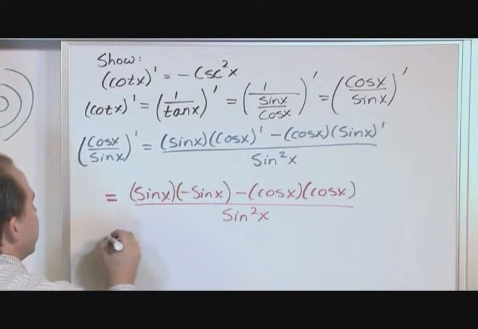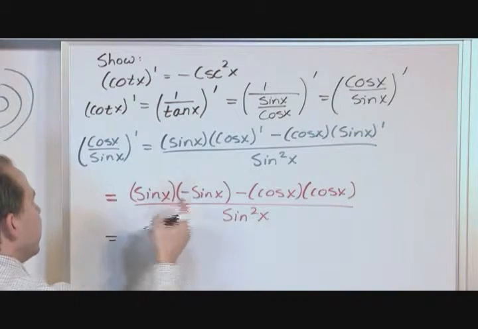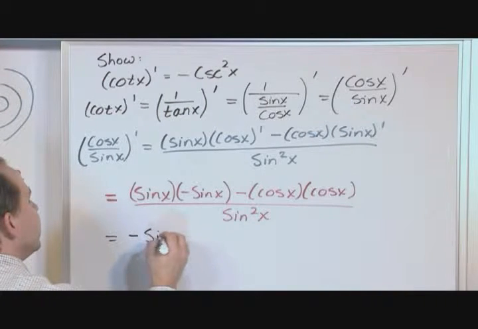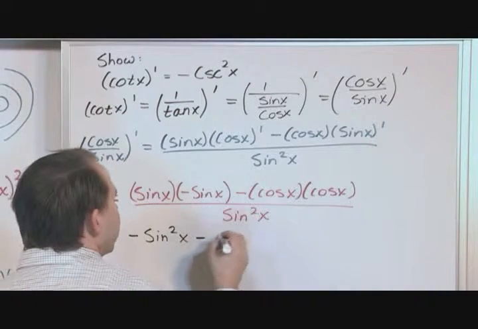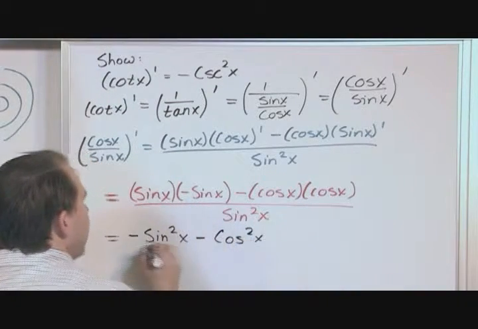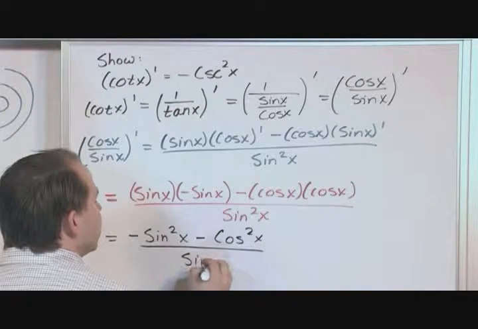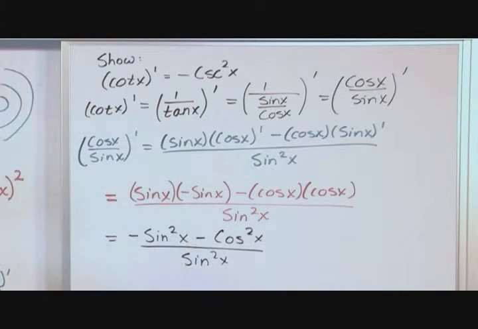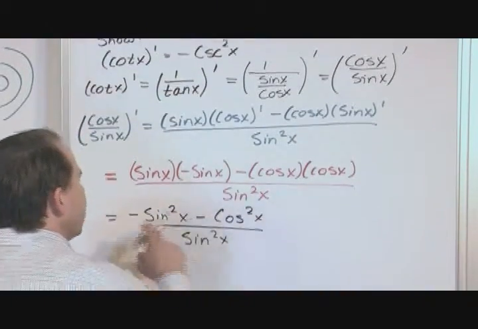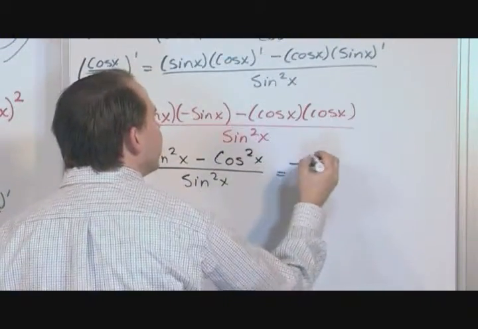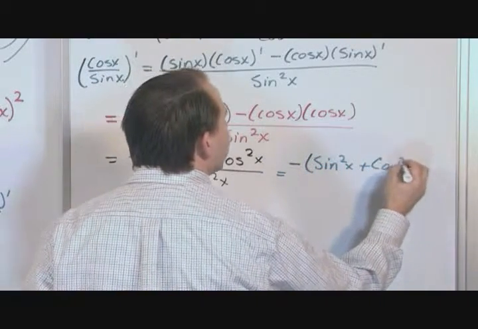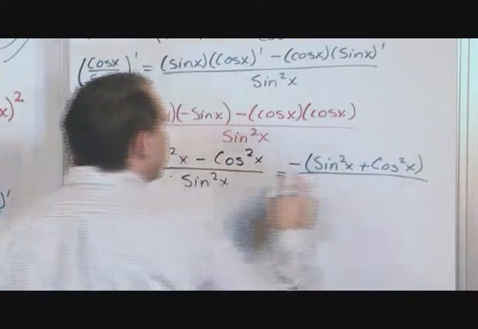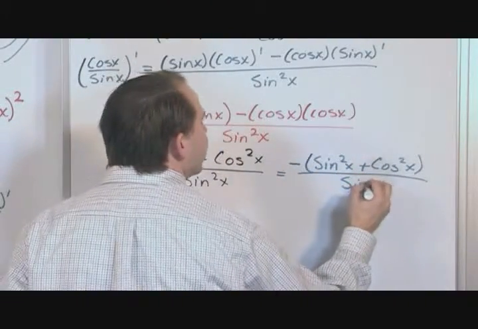So on the top, what do I have? Sine times sine is sine squared. Negative comes out front. Negative sine squared x. Here I'm going to have negative cosine squared x over sine squared x. Now you might be tempted to leave it like this or not know what to do next. That's pretty common. But work with me here. Let's factor out the negative 1. Then it'll be on the inside sine squared of x plus cosine squared x. And on the bottom, you'll just simply have this again, sine squared x.